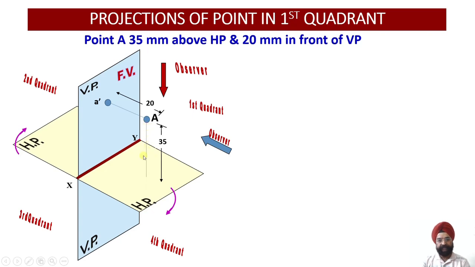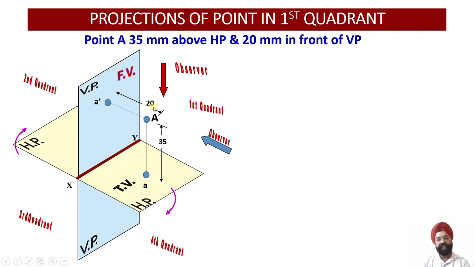Just see, this is my projector line, and wherever it intersects the horizontal plane, I get the coordinate of my point a. And what is this point a? Point a happens to be the top view of the projection of this point, capital A. So this is called the top view. So I have drawn the front view, which is 35 mm above HP. I have drawn the top view.